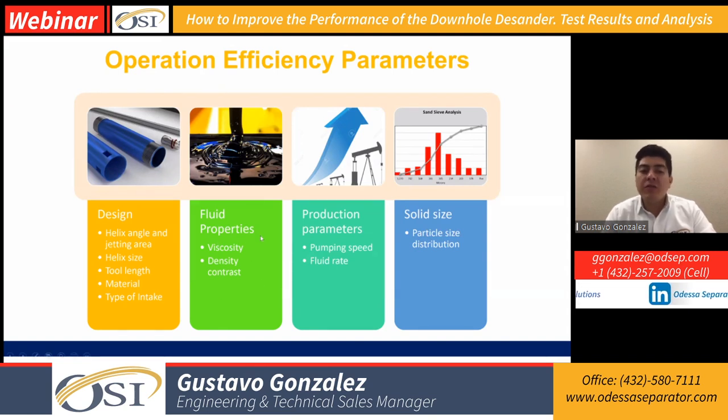Another important factor is the fluid properties: we can see the viscosity and the density contrast. We're going to see some tests and some calculations based on that, how the viscosity can affect the filtration and the efficiency of my desander, what you described as the radial forces and also the linear acceleration that the particles take when they pass through the veins. Then the production parameters: the pumping speed or the frequency based on the type of artificial lift system that we're dealing with, and the fluid rate, how much fluid is passing through the system.